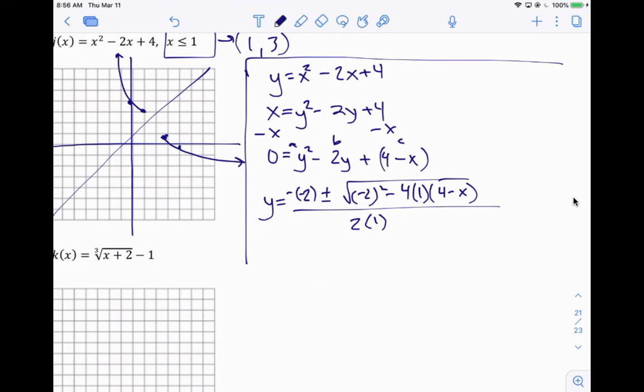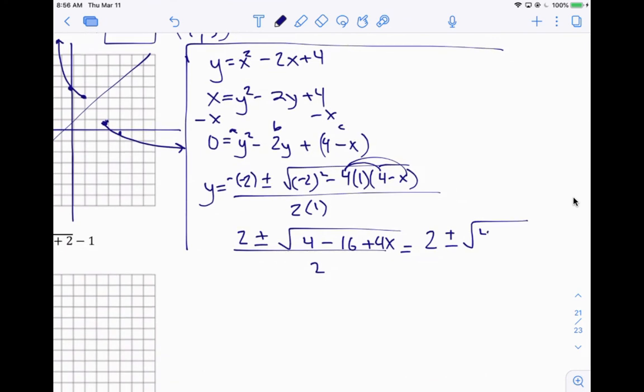Okay. Simplify this. We get 2 plus or minus the square root of 4 minus, let's see, that would be 16, and that would be a positive 4x, over 2. Clean it up just a little bit more: 2 plus or minus the square root of 4x minus 12, over 2. This is actually a function. It is a function. Now remember, we've restricted this domain.